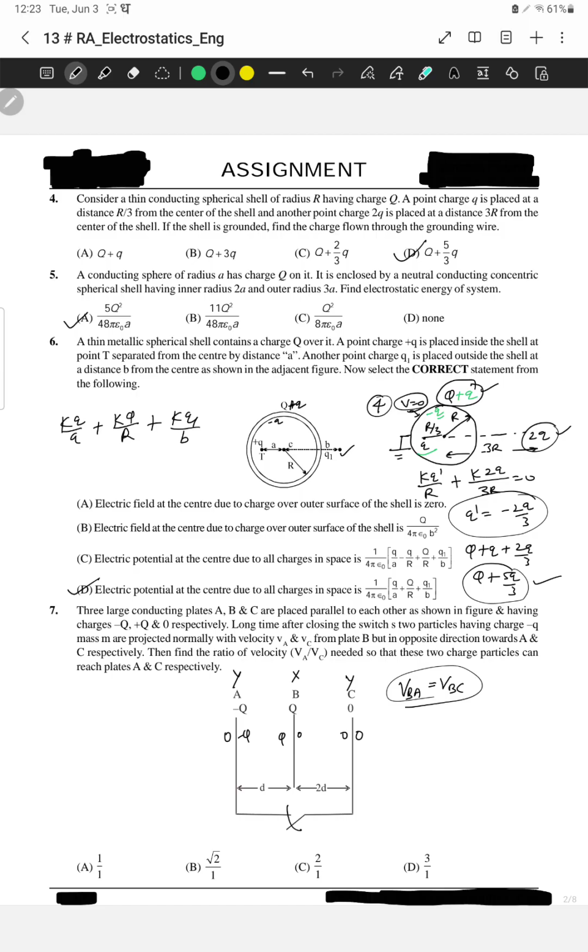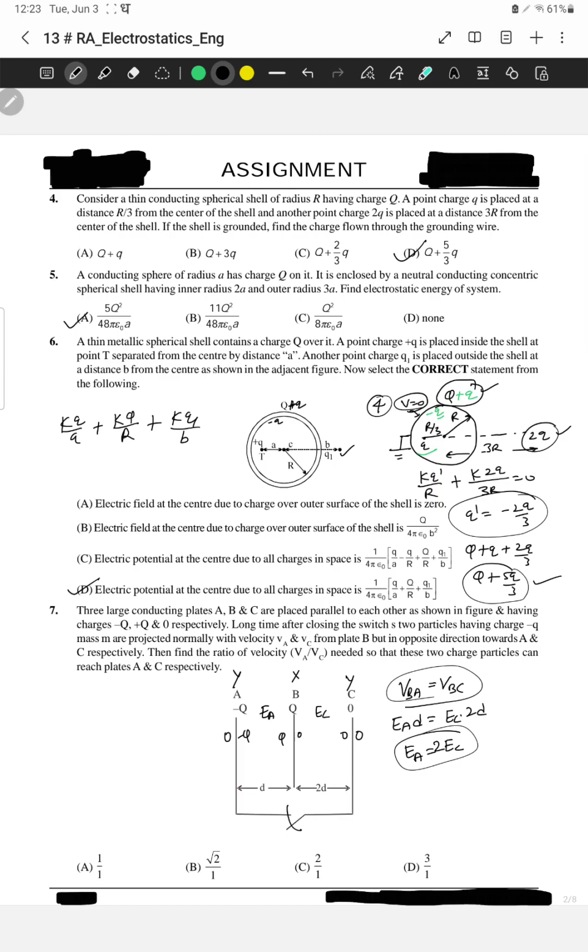That is the relation between electric field and potential. So I'm assuming that the electric field between A and B is EA, and here it is EC. So EA times D is equal to EC times 2D. So we get a relation between the electric fields in these two regions: EA equals 2EC.